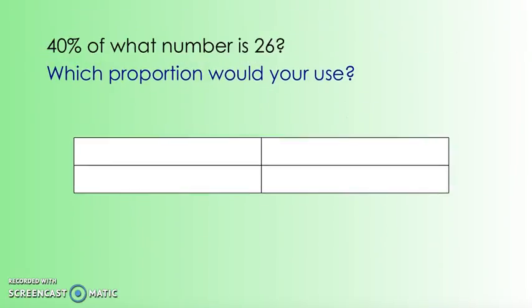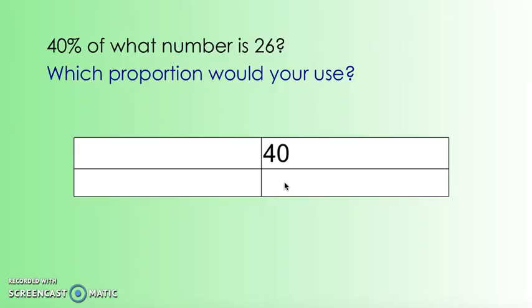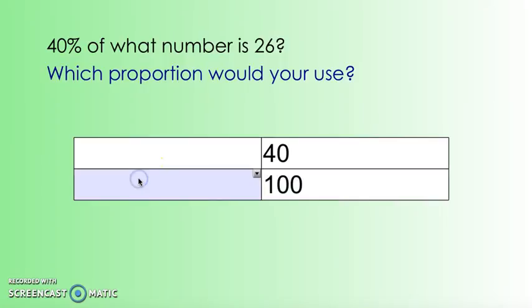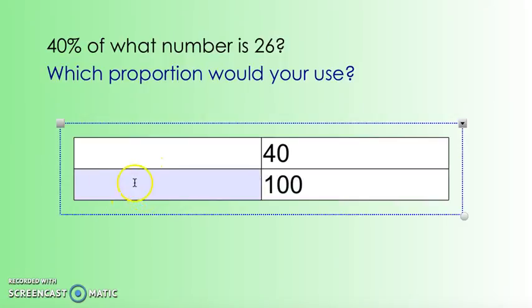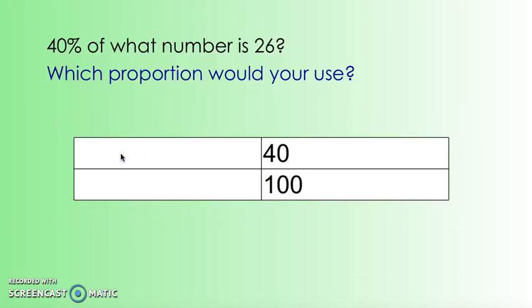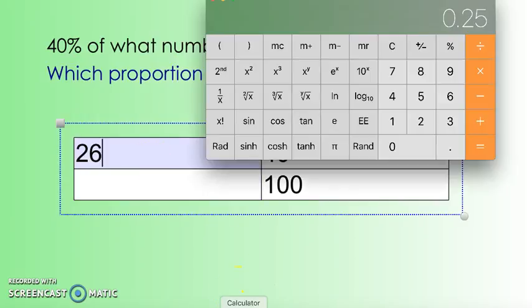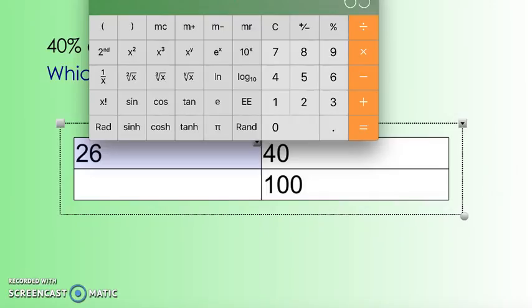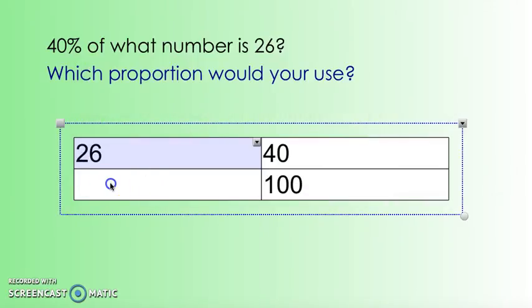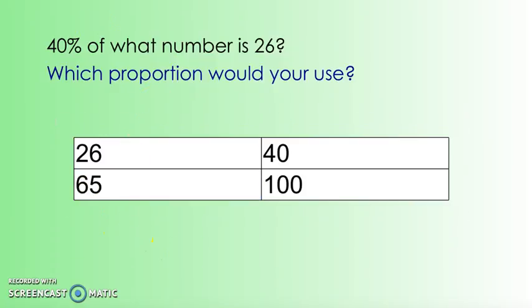40% of what is 26? Well, this is the same as before. We know the percent, and the thing that's missing is there's no number following the word of, so that means we're missing this box. We're missing the whole amount, but we do know the part. So we can put that in there and we can calculate 26 times 100 divided by 40, and the answer is 65. And so that is our whole amount. And remember to always check your work.